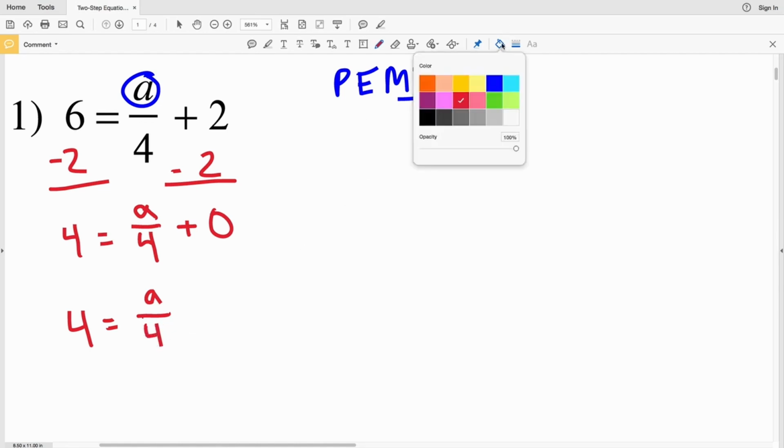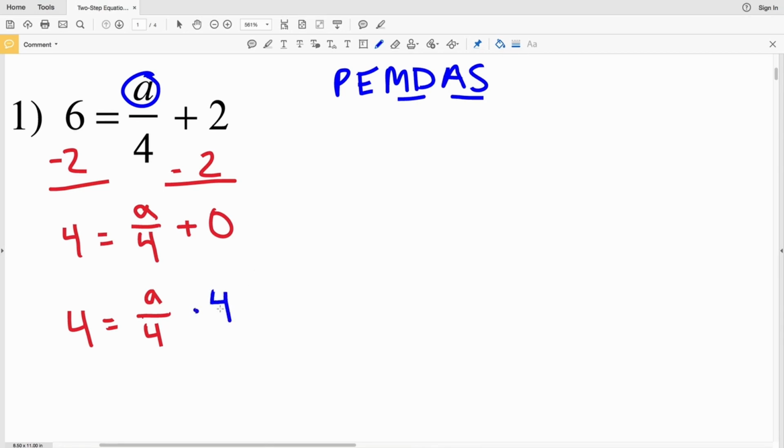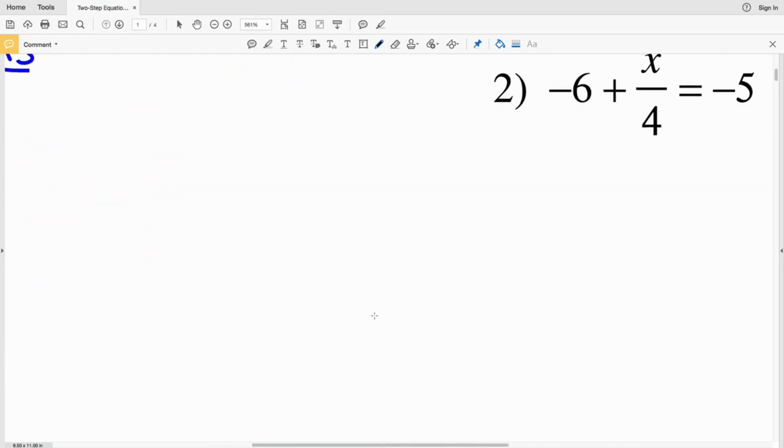Now, we're left with multiplying by 4 to both sides. That way, we'll have a times 1, or a divided by 1, which will give us a. And 4 times 4 is 16. So for number 1, 16 equals a. Let's move on to the second problem.